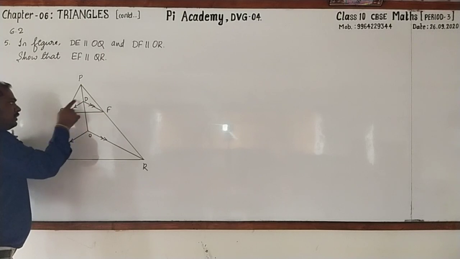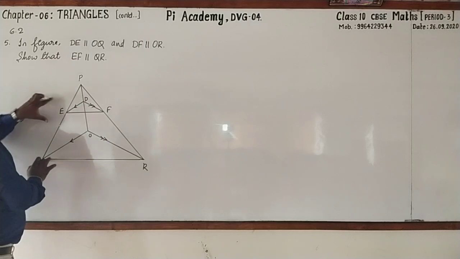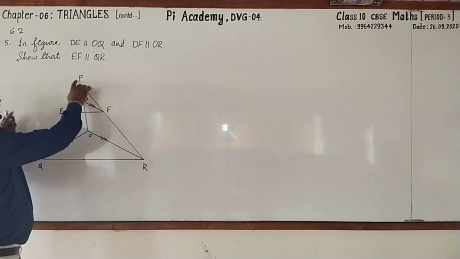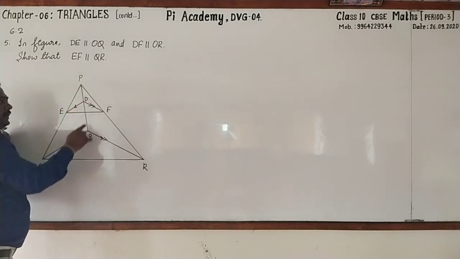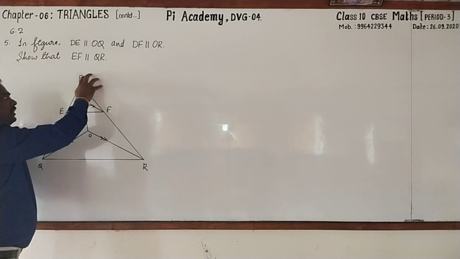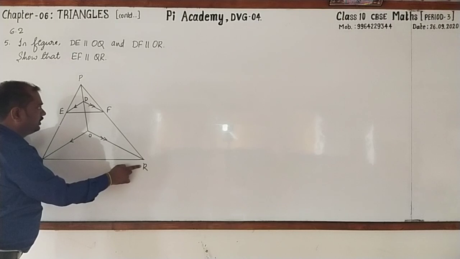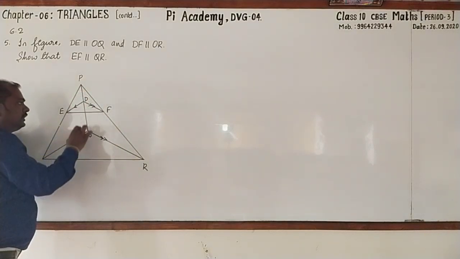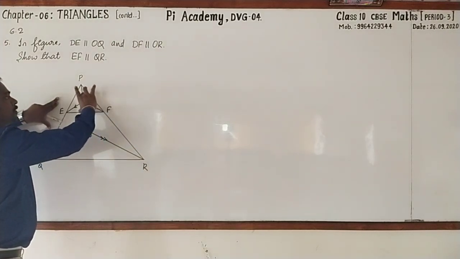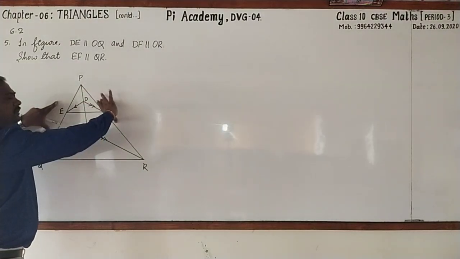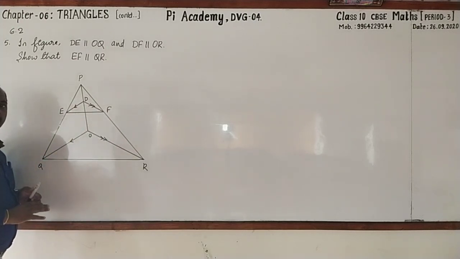Observe this. They have given DE parallel to OR. That means in the triangle POQ, these two ratios will be equal. That is, PE by EQ is equal to PD by DO. Similarly, when you consider the triangle POR, here DF parallel to OR, therefore again PD by DO is equal to PF by FR. These two ratios are equal to PD by OD. Hence, they are equal. As they are equal, by converse of BPT, EF is parallel to QR.